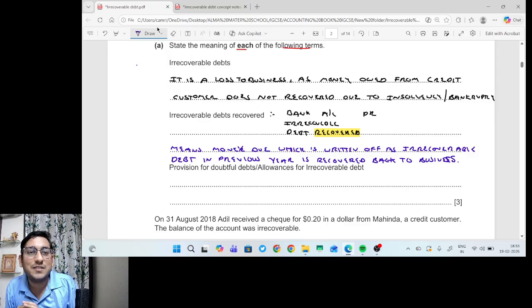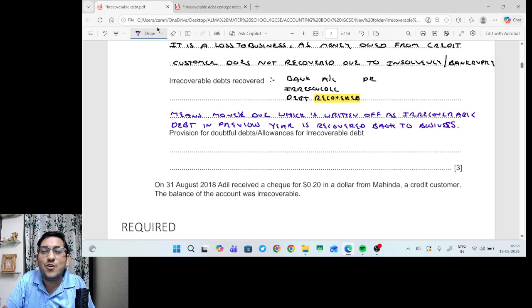So what is irrecoverable debt recovered? Those irrecoverable debts which have already been written off, and are now recovered, are called irrecoverable debt recovered. Now, the third point, provision for doubtful debt. The previous name is provision for doubtful debt. Now the terminology has changed. It is now called allowances for irrecoverable debt.